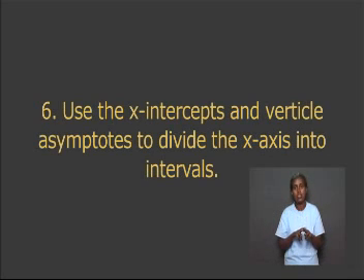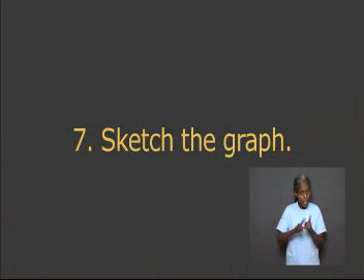Use the x-intercepts and vertical asymptotes to divide the x-axis into intervals. Choose a test point in each interval to determine if the function is positive or negative at that interval. In this way, we can see whether the graph approaches the vertical asymptote in an upward or downward direction. Finally, sketch the graph.